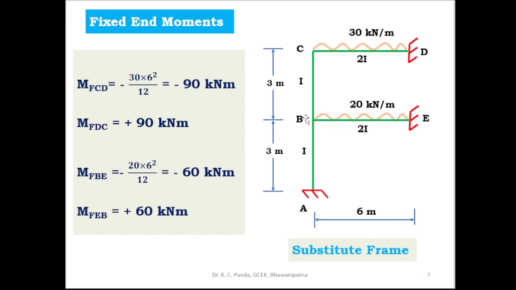For the vertical member AB, the relative stiffness is I by 3, and for the vertical member BC, the relative stiffness is I by 3, and for the horizontal member BE, the relative stiffness is 2I by 6, that is equal to I by 3. Similarly, the relative stiffness of the vertical member CB is I by 3, and the relative stiffness of the horizontal member CD is 2I by 6, that is equal to I by 3.